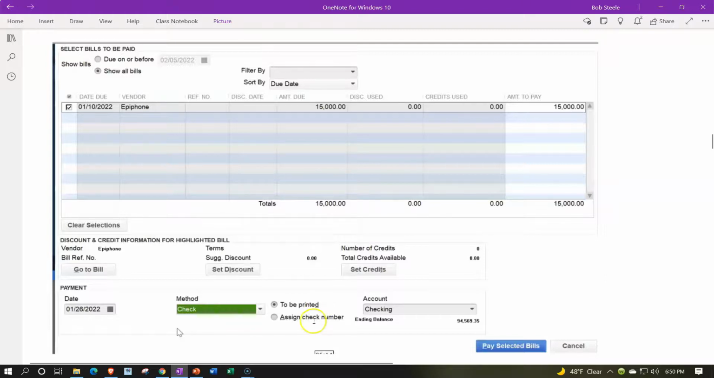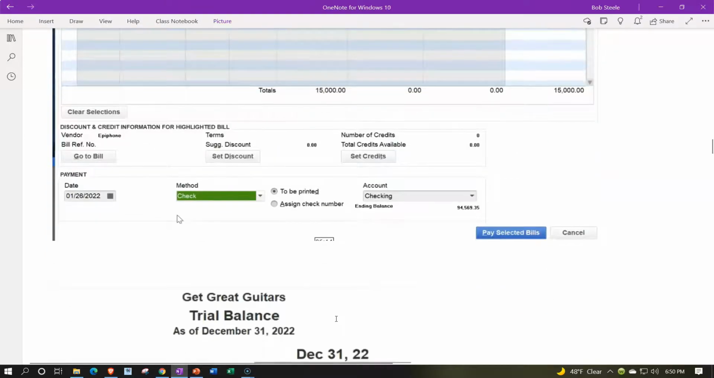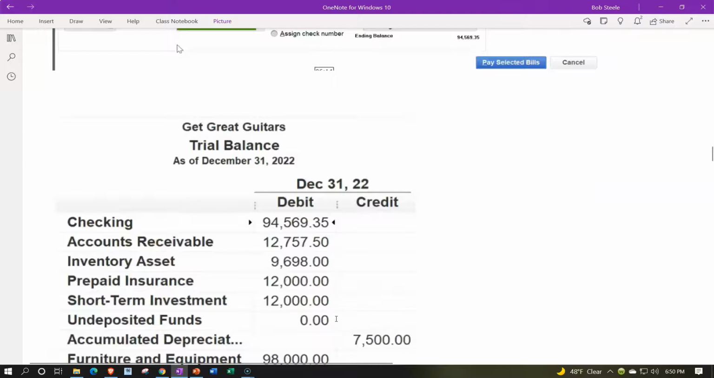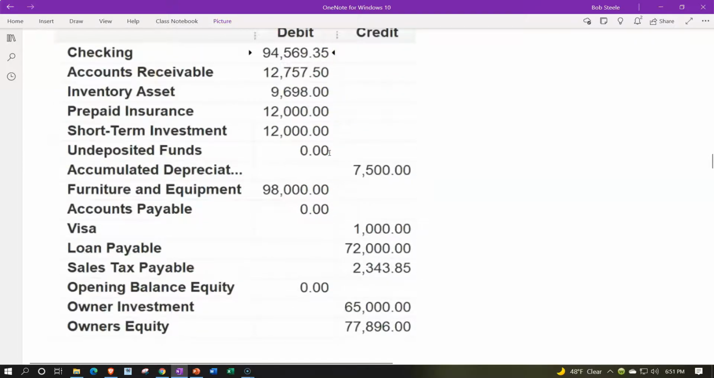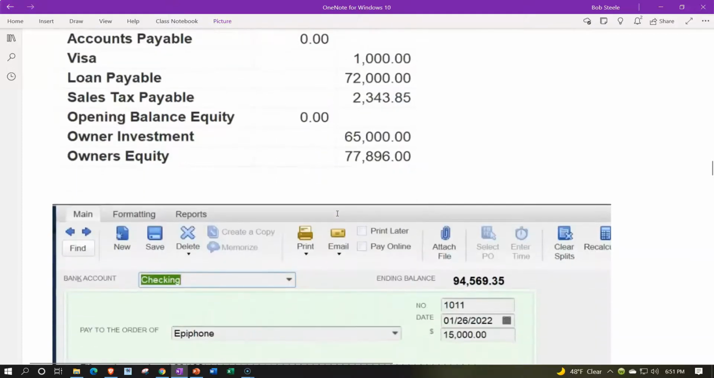Or you could simply assign the check number if there was a check number, or possibly if you had no check numbers and you were just basically doing electronic transfers and entering the data in this format as well. So then if we go to the trial balance, after we process, then the checking account's going to go down. The other side's going to be in the accounts payable, now going down to 0.